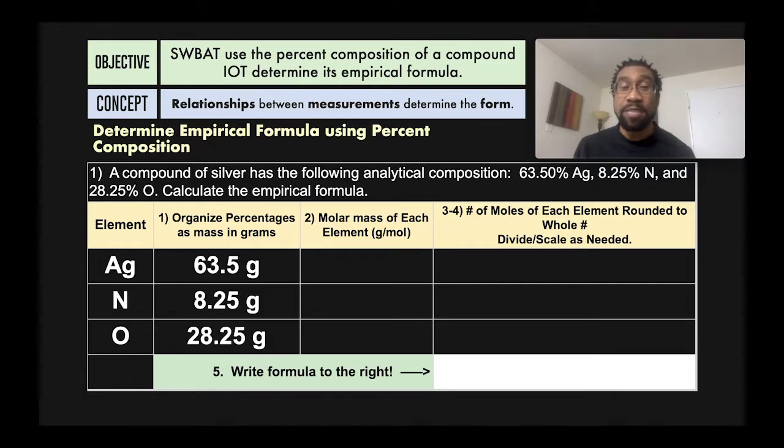So we got 63.5 grams of silver, 8.25 grams of nitrogen, and 28.25 grams of oxygen, okay? So next, we go to the periodic table and we find the molar mass for each one of these elements. So silver, I'm going to use a mass of 107.9 grams. Nitrogen, I'm going to use 14 grams. And oxygen, I'm going to use 16 grams, okay?